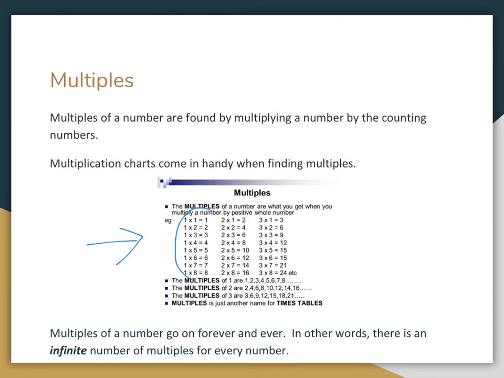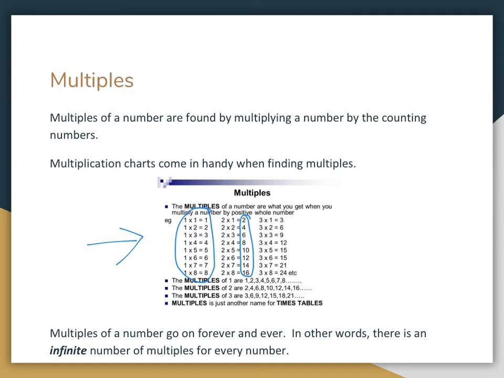Here are the multiples of 1. You find them by multiplying 1 by the counting numbers, 1, 2, 3, 4, 5. So the multiples of 1 are 1, 2, 3, 4, 5, 6, 7, 8, and so on. Multiples of 2 are found the exact same way. You take the number 2 and you multiply it by all of the counting numbers. So the multiples of 2 are 2, 4, 6, 8, 10, 12, 14, 16. You do the same thing to find any multiple.